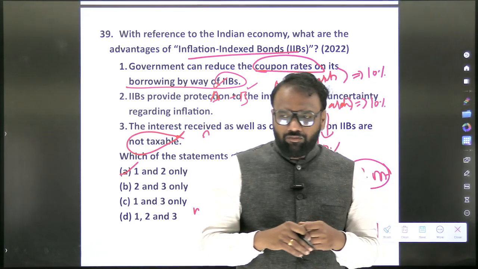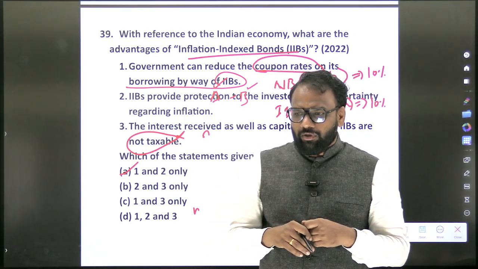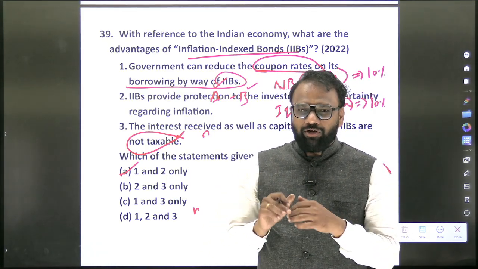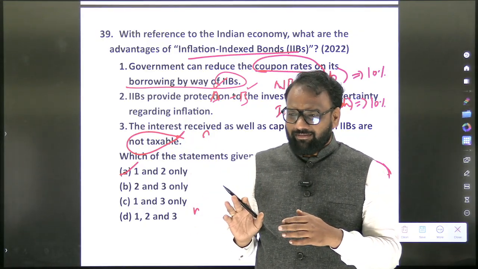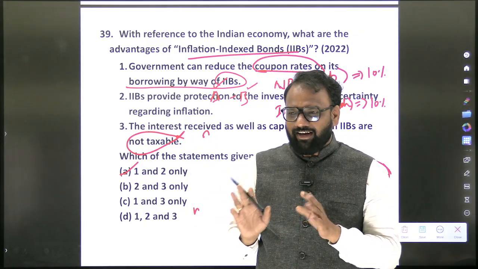There will be no risk because generally there will be no deflation. Generally there will be some amount of inflation, so loss chances are very rare.